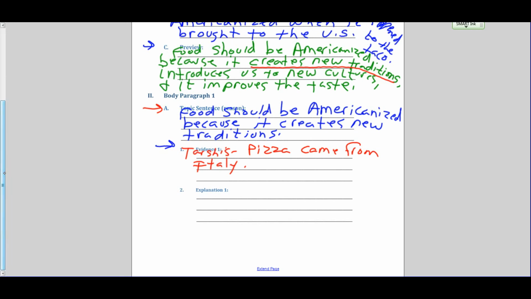My next job is I need to explain how does this evidence right here prove this reason. So I'm trying to explain how does this pizza coming from Italy prove that it creates new traditions. Now for explanations, one way I can do it is to use my own experience, or I can just kind of explain it just like it says. So for this one I'm going to say, and this is kind of from my experience, most people have a tradition of eating pizza at least once a week.